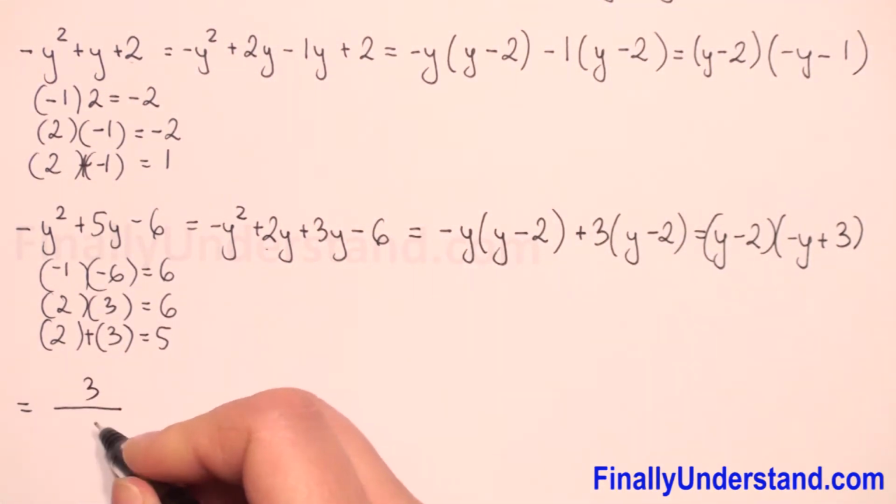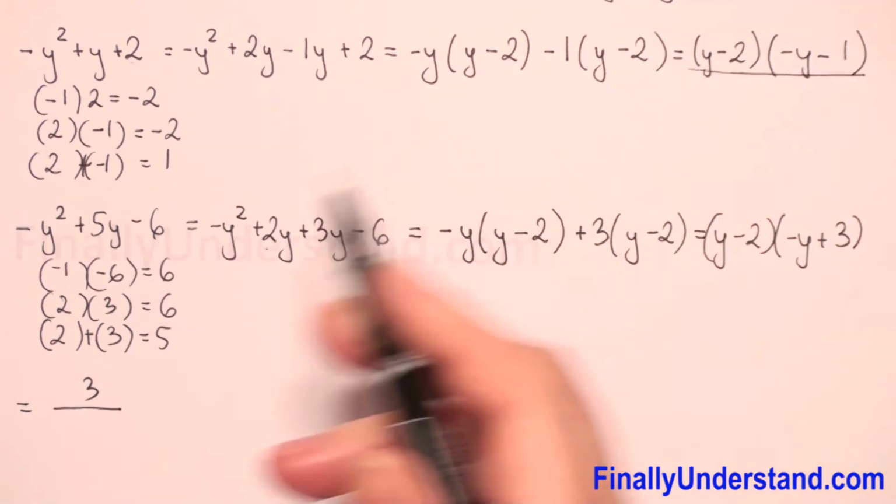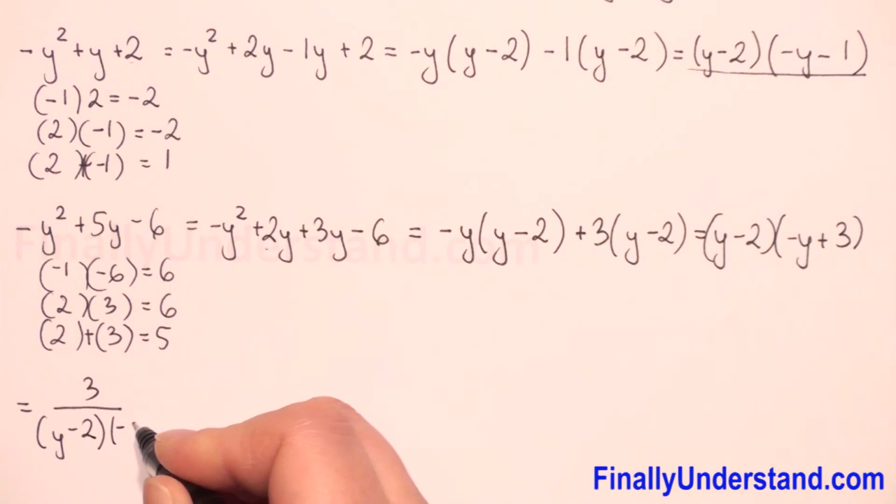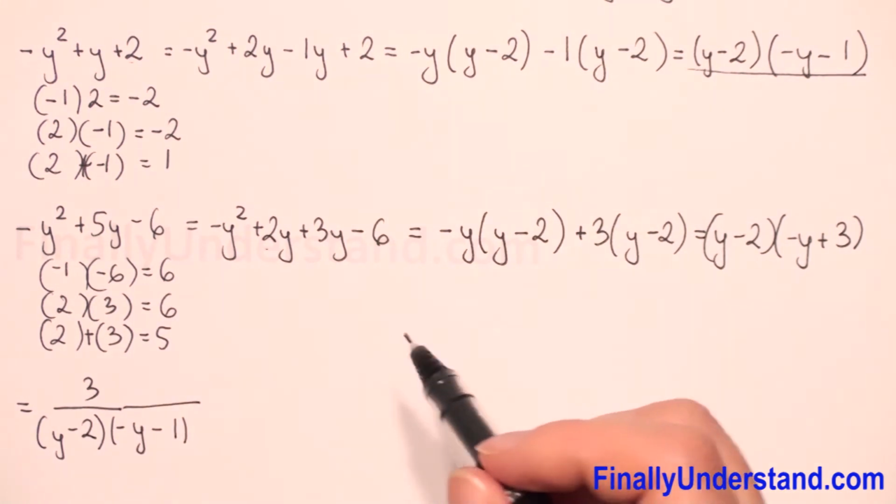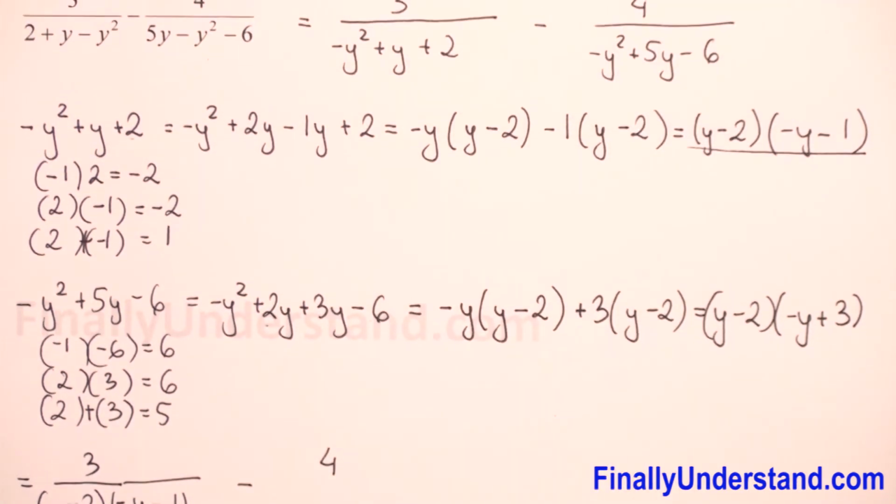So first is 3 over, and our denominator is y minus 2 times negative y minus 1, and we have minus 4 over, and the second denominator will be y minus 2 times negative y plus 3. So now we have to find the least common denominator for these two algebraic fractions. How do we do this? We just check the terms in parentheses. We have y minus 2 and y minus 2, so we need to put y minus 2. Next we have negative y minus 1, and we don't have it here, so we have to put negative y minus 1.